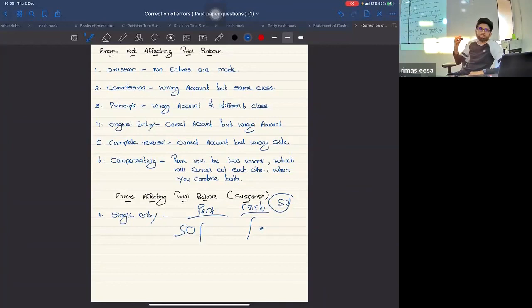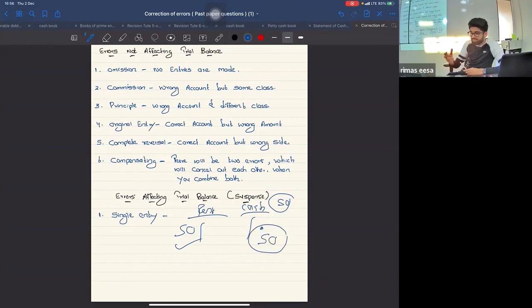The most important thing, whenever you're correcting an error which is affecting your trial balance, you have to use an account called what? Suspense account. Example, if I'm going to correct this error, rent account is perfect. You did not enter in the cash account, right? So what will you do in the cash account? Credit. You should credit cash account with 50.